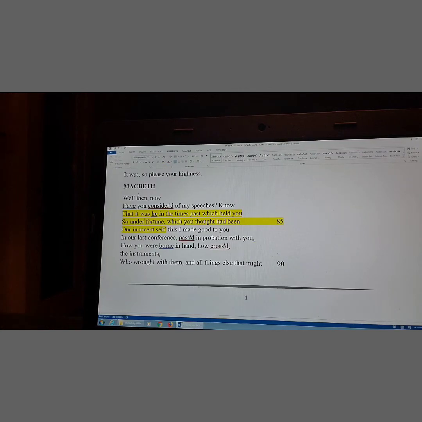So under fortune, so like misfortune, a lack of fortune, lack of wealth, lack of good times, lack of luck, a lack of opportunity, right? Which you had thought had been our innocent self. So you thought, oh, it's Macbeth's fault, right? But really, Macbeth is saying to these murderers, it's Banquo's fault. Okay.